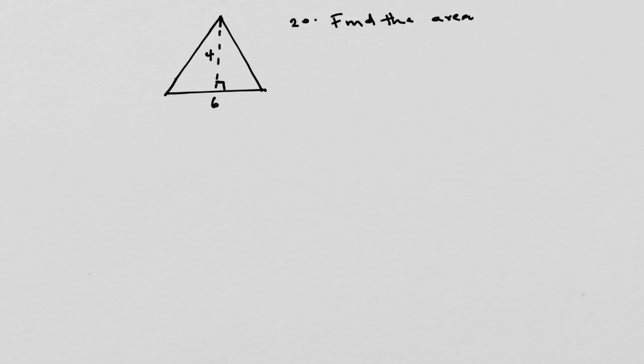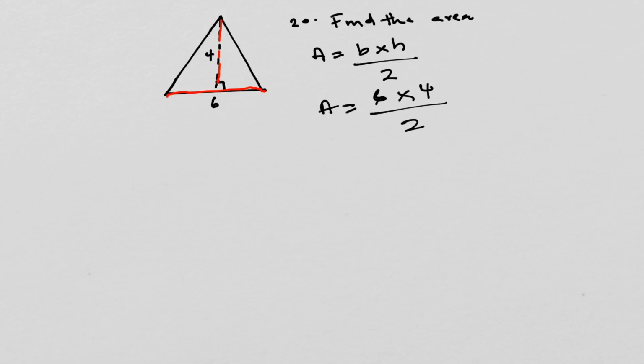Question 20 is also a formula work. We are supposed to find the area of the triangle. The area of a triangle is the base times the perpendicular height divided by 2. The base here is 6, and the height is 4. Six divided by 2 is 3. So we have 3 times 4. The area is therefore 12.